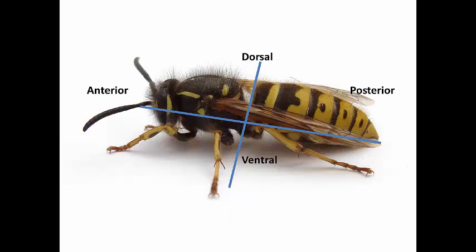This holds true on insects. So we've got the dorsal surface along the back surface of that wasp right here, the ventral surface along that front surface. Then we have a couple of extra terms. Anterior means something that is towards the head of the body, while posterior means something that is towards the butt end of the body.